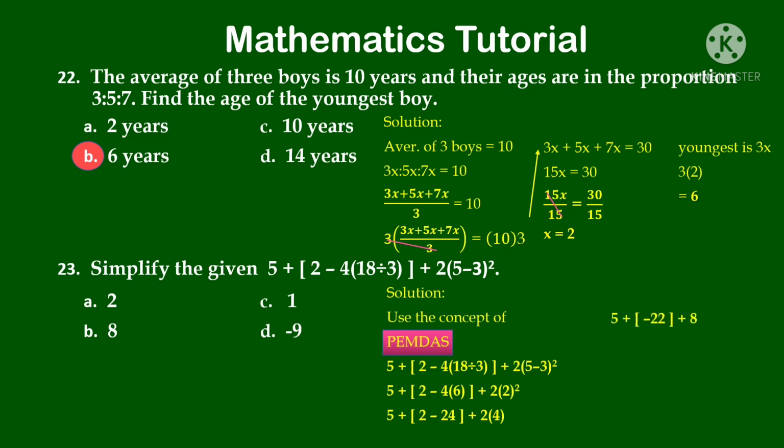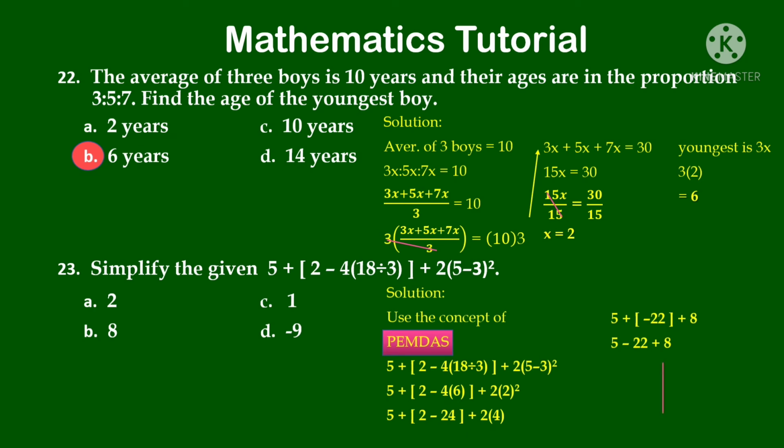Next, 5 plus, yung sa loob, remember that a bracket could also be a parenthesis. Kaya, nag-subtract tayo ng 2 minus 24, nagiging negative 22. Plus, multiply 2 times 4, 8. Then, we need to group it. 5 becomes minus 22 plus 8.